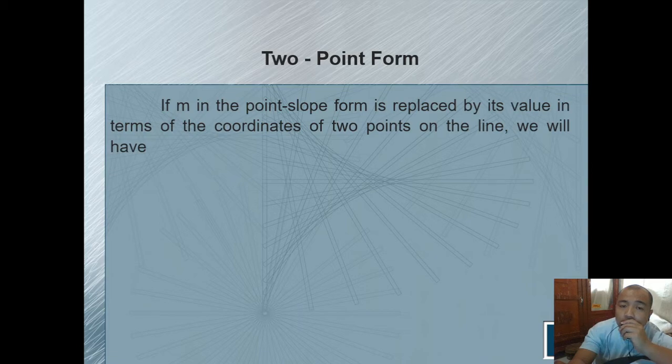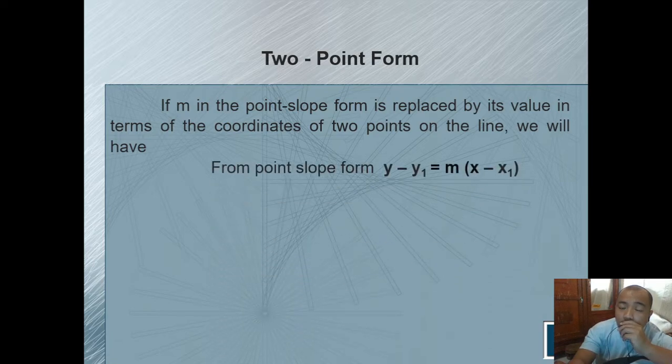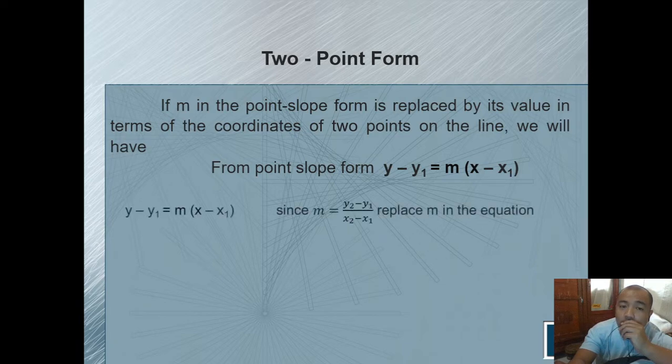If m in the point slope form is replaced by its value in terms of the coordinates of 2 points on the line, we'll have, from point slope form y minus y sub 1 equals m times x minus x sub 1, yes, we will just replace m by its formula, which is y sub 2 minus y sub 1 all over x sub 2 minus x sub 1.